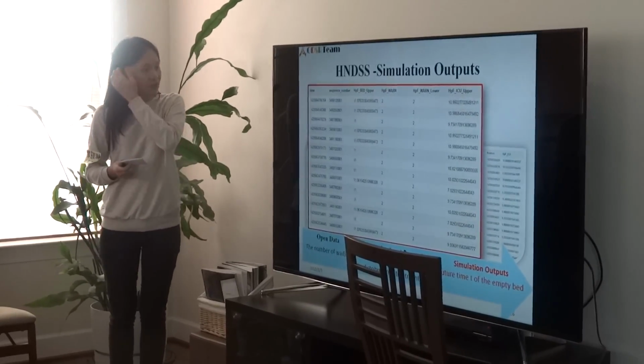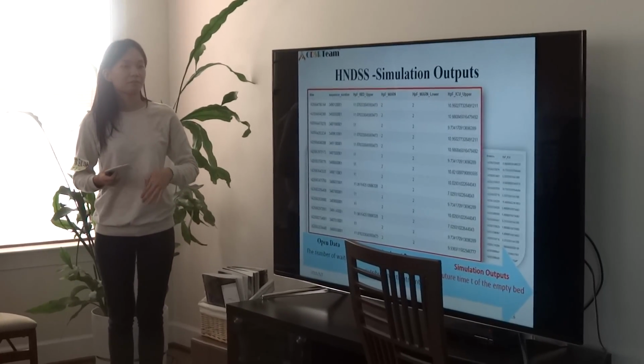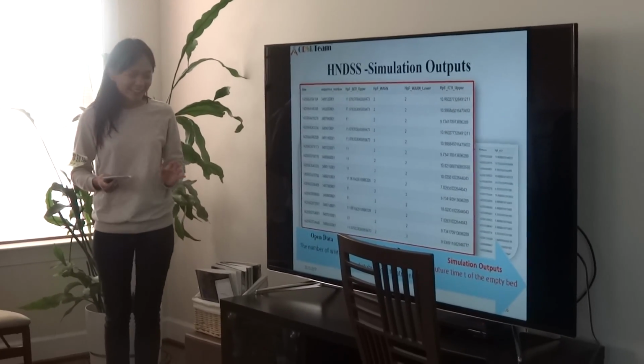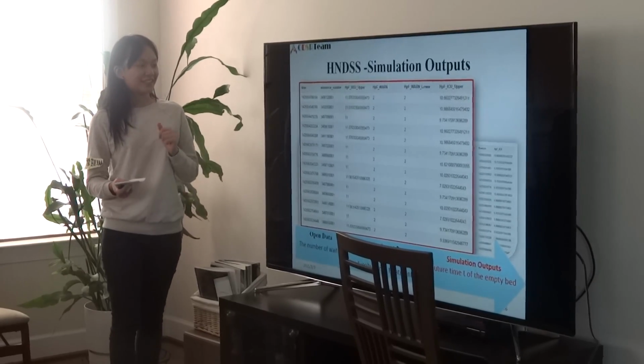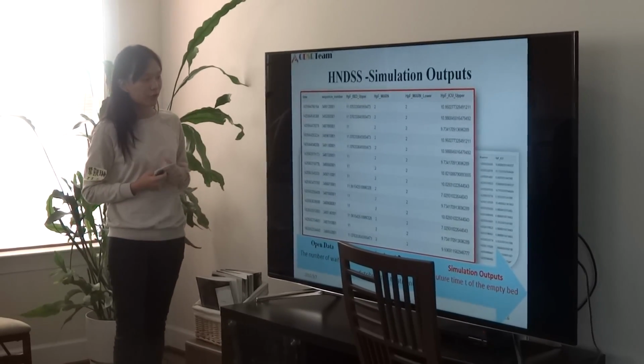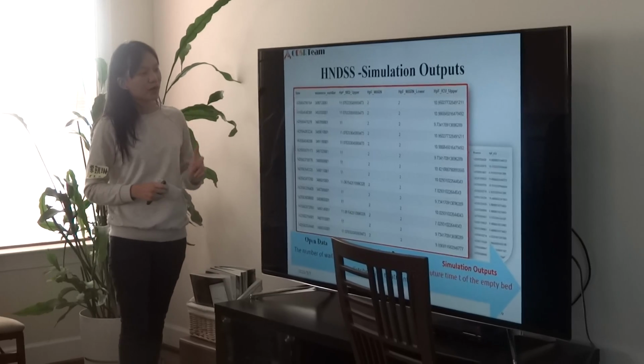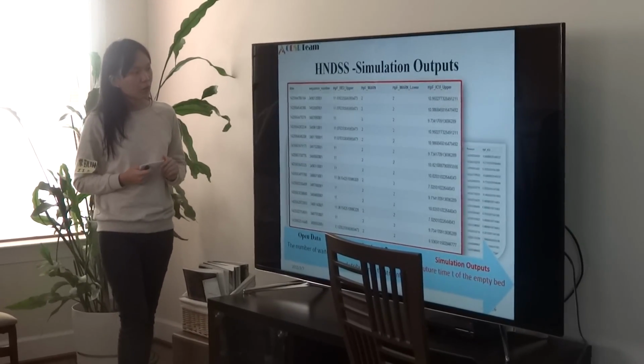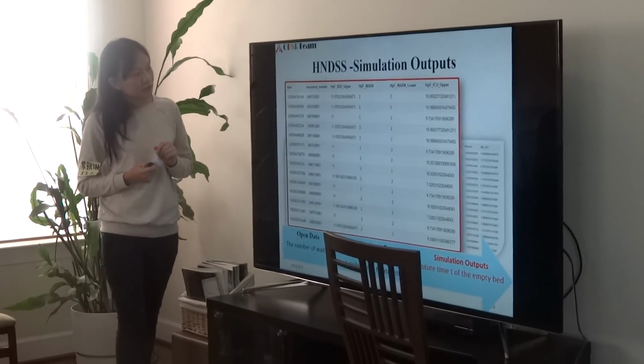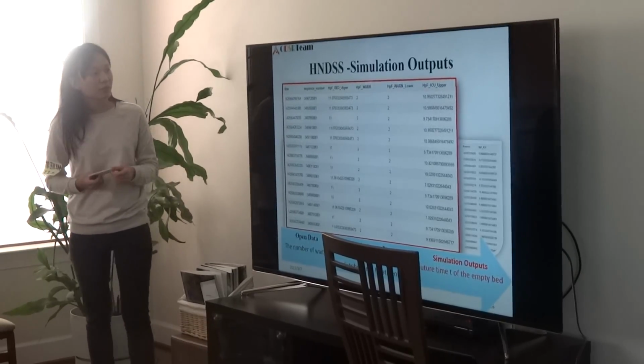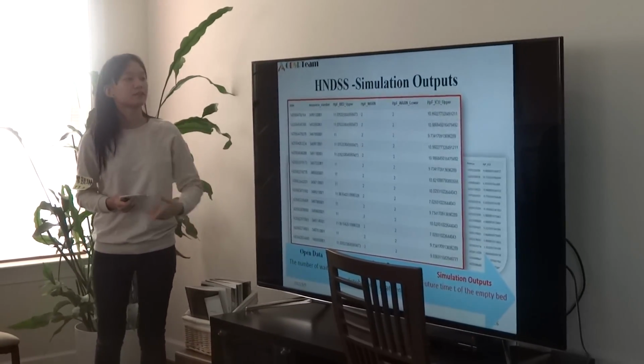This is the simulation outputs, the outputs from the simulation system that I told you before. This covers just one type of bed. We have the confidence interval too in here, from the upper interval to the lower interval.